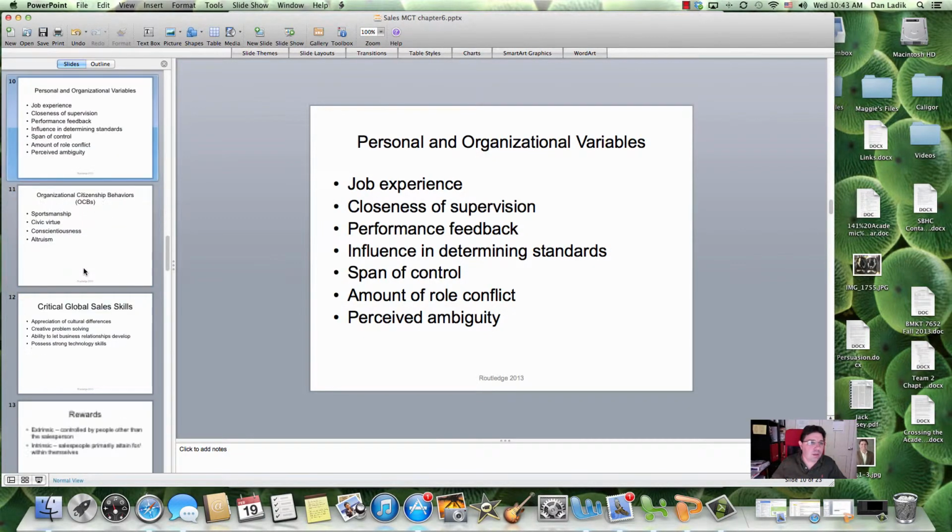Now, if we think about some more personal or organizational variables, these tend to be less about personality and more about description, like your job experience. What job experiences have you had? How close of supervision do you need? How much performance feedback do you want? Weekly, monthly, quarterly, once a year? How influential are you in determining what standards should be? How much control do you get? I mean, are you out there on the front line with any supervision at all? The amount of conflict and the amount of ambiguity also.